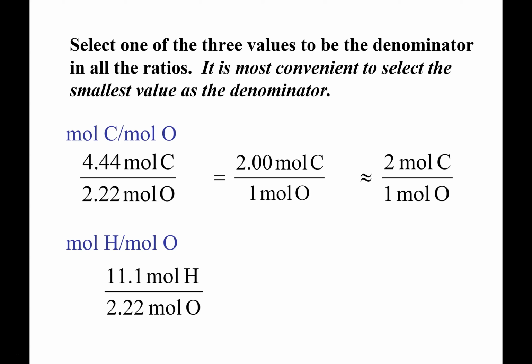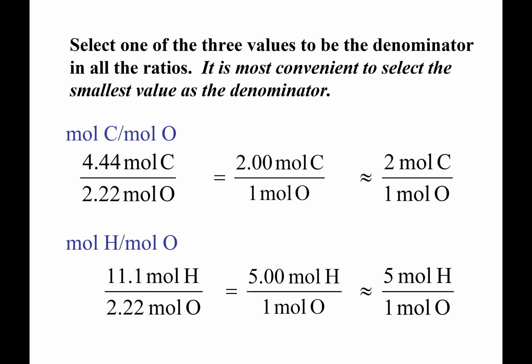Relatively speaking, then, we take 11.1 by 2.22, and you get 5.00 moles of hydrogen for every 1 mole of oxygen. Okay, so I like the table. Again, this will actually get you down the road for another type of problem too. So we went from weight percent to the empirical formula.